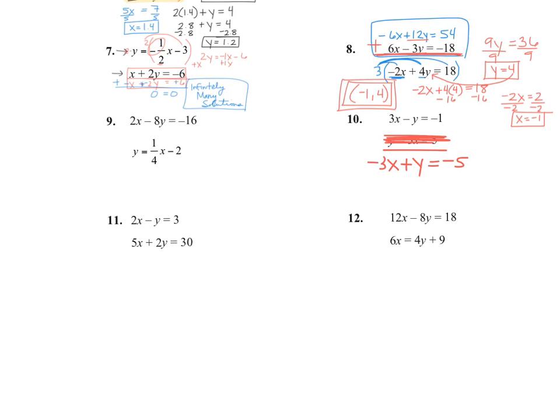Okay, now when I do that, if I put the bar here, I can add these together because these are opposites, right? So 3x plus a negative 3x is 0x. Negative y plus y is also 0. So basically we're saying 0 plus 0 equals negative 1 plus negative 5, which is negative 6. So 0 is equal to negative 6, which is not true. So your answer is no solution.